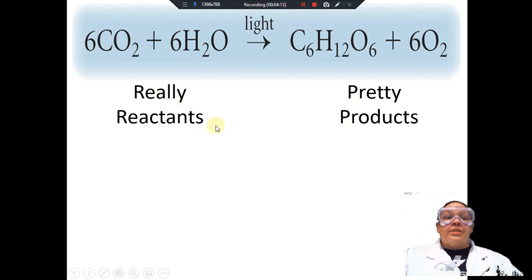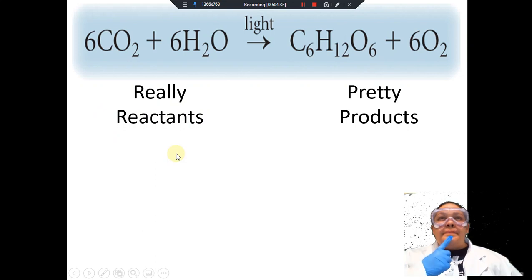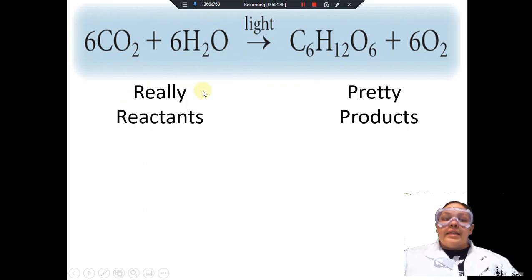So for example, if I said, carbon dioxide, is that a reactant or a product of photosynthesis? You can think, okay, really pretty. I know carbon dioxide is on the left side. The left side is really, that means it's a reactant. Or if I said, okay, what about water? Is water a reactant or a product? You can look at this and think to yourself, water's on the left side of the arrow. The left side is really, which means it's a reactant.